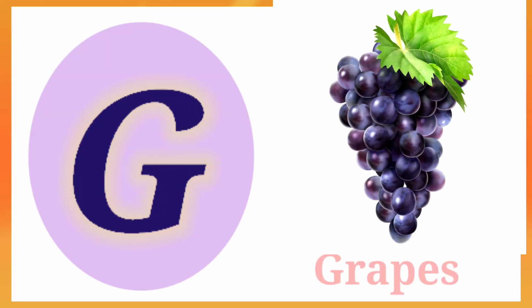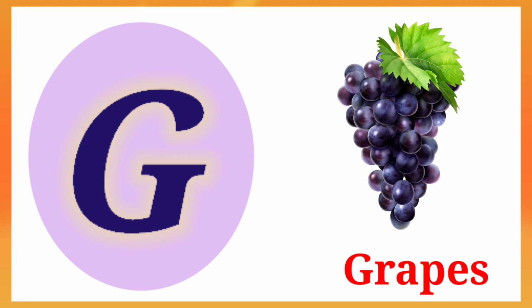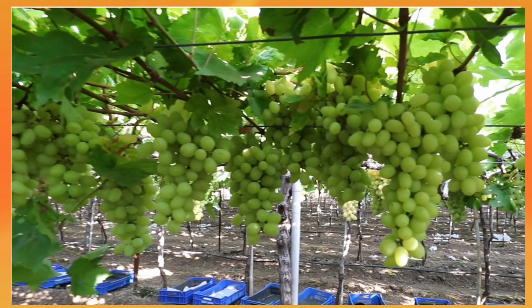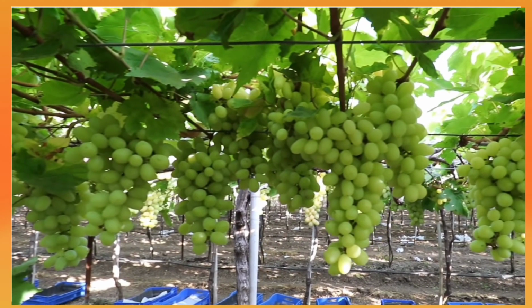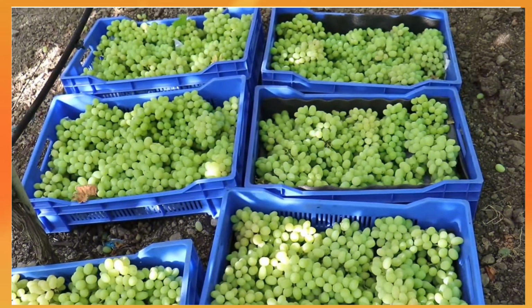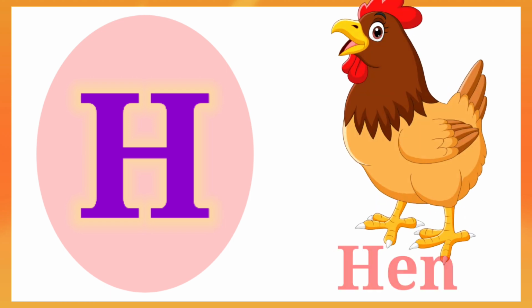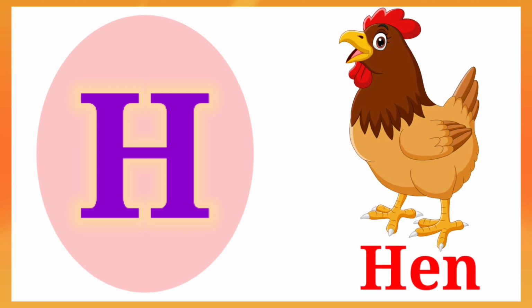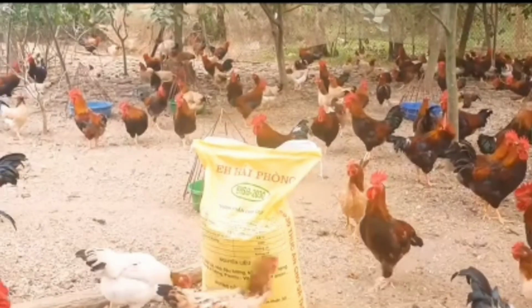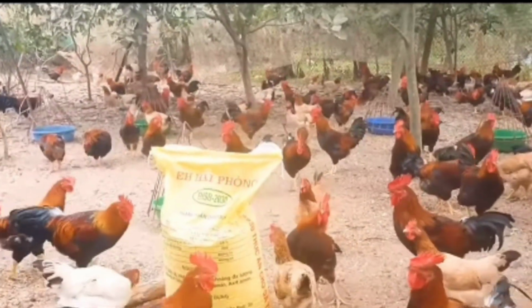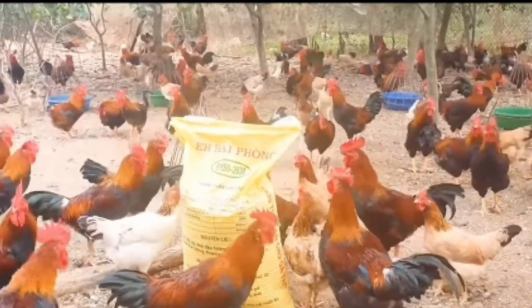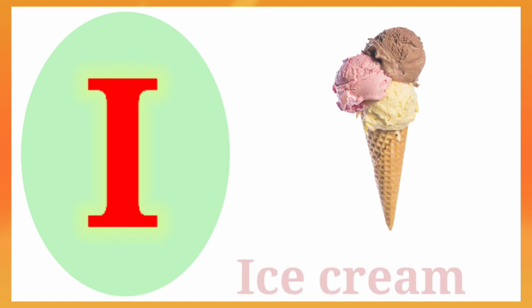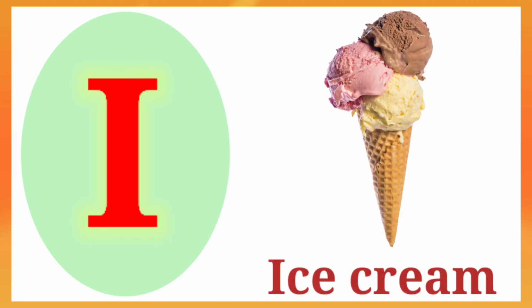Letter G for grapes. Letter H for hen. Letter I for ice cream.